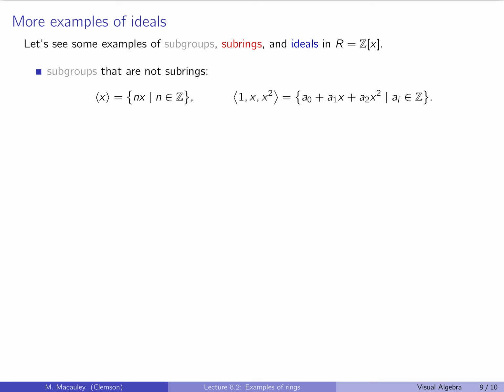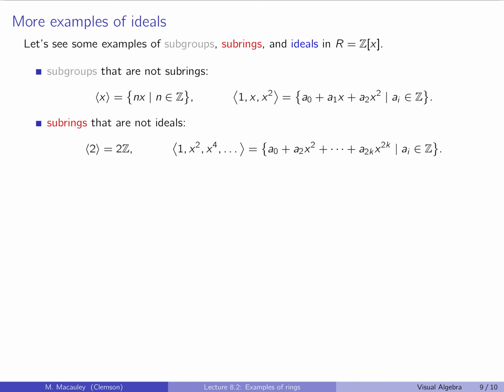Similarly, if we take the subgroup generated by 1, x, and x squared, we get all polynomials of degree 2 or less, and that is not a subring either, because if you multiply x squared times x squared, you get x to the 4th.